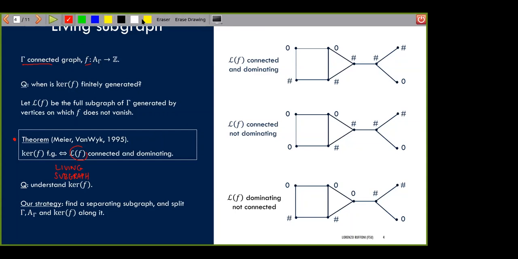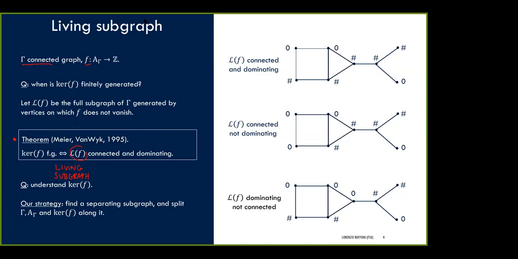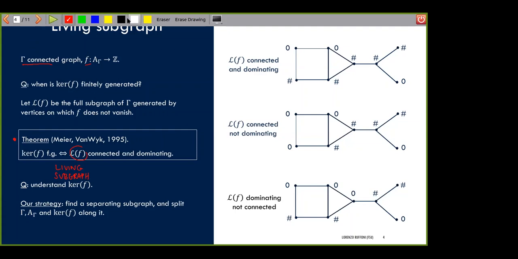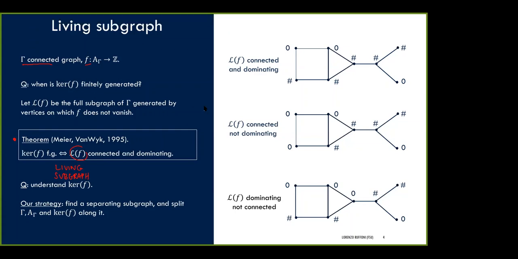Before going into the definition, let me just bring your attention to the right and draw what the living subgraph is in these examples. The living subgraph is what you get if you look at all the vertices which are not sent to 0. For instance, in the first picture, I'm just going to forget about the vertices that go to 0. And if you see a pound symbol, that means send this vertex to whatever integer number you want, as long as it is not 0.